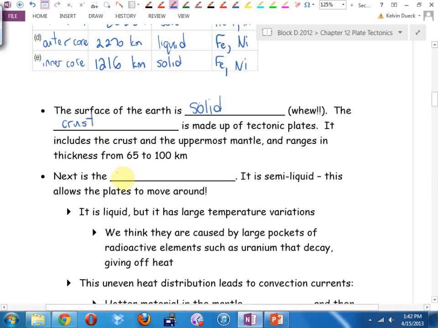Next is the, make sure I get this correct, Mr. Dewick. Why am I missing my notes on this? There's where I'm looking for.